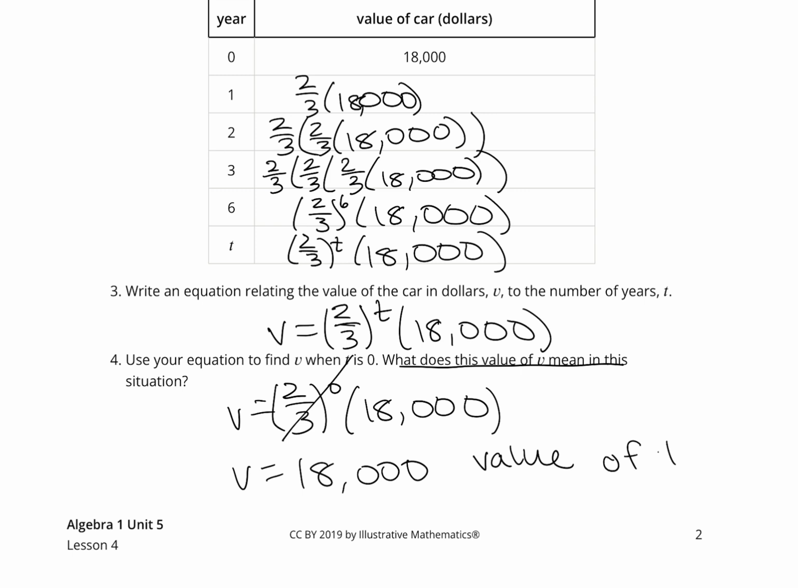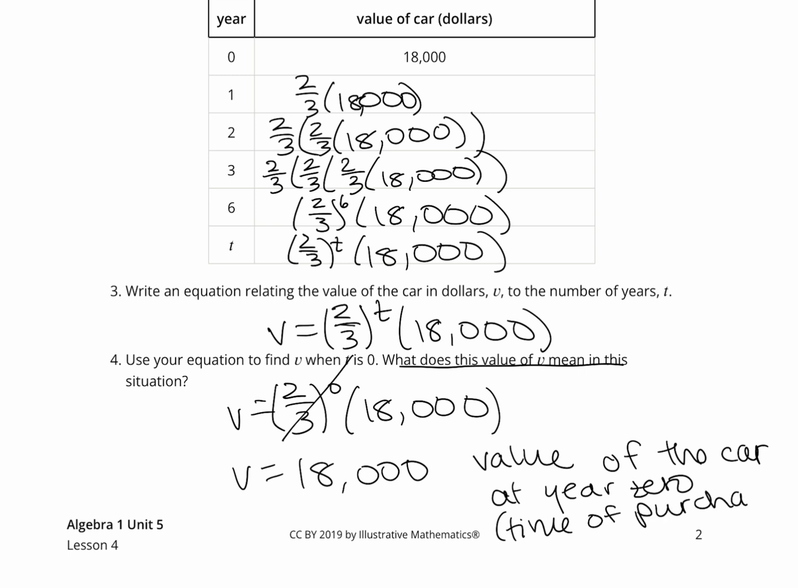It's the value of the car at year 0, or the time of purchase. Let me make sure that's a correct sentence here. The value of the car at year 0, time of purchase, is $18,000.